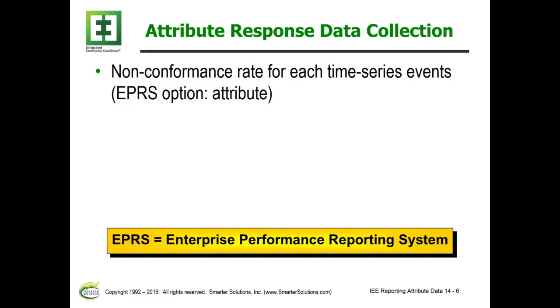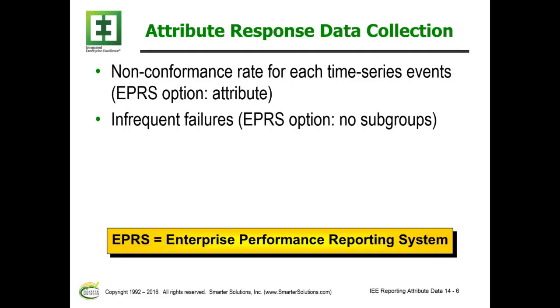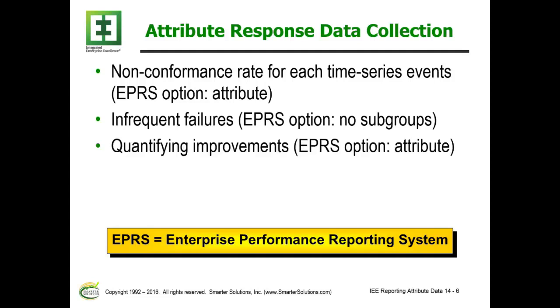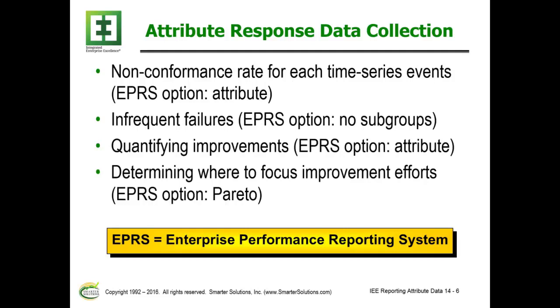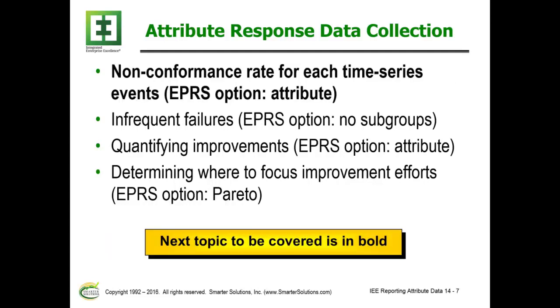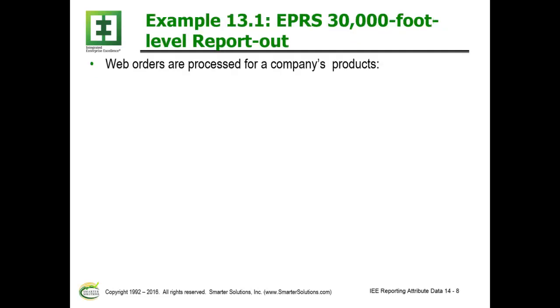Several things we're going to be talking about here: one is a non-conformance rate for a time series of events, where we would use the EPRS attribute or option attribute. We'd also talk about infrequent failures, quantify improvements, and look at where we can focus our improvement efforts. This is where we're going to start, where we have data and are trying to create a 30,000 foot level metric for tracking failure rates.